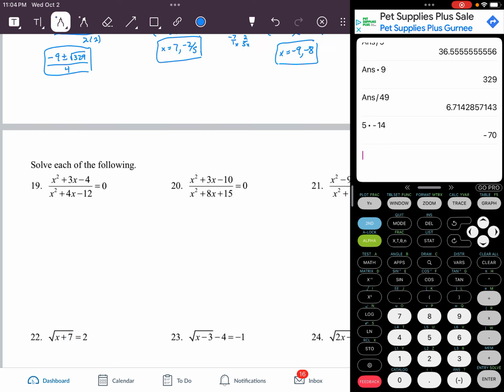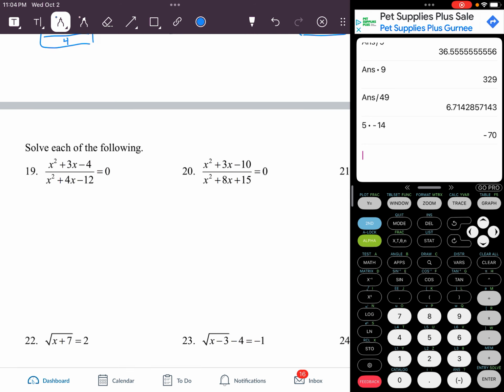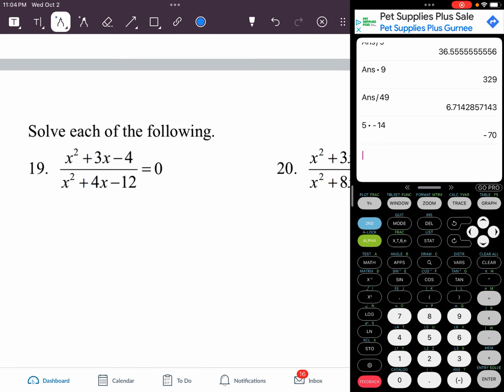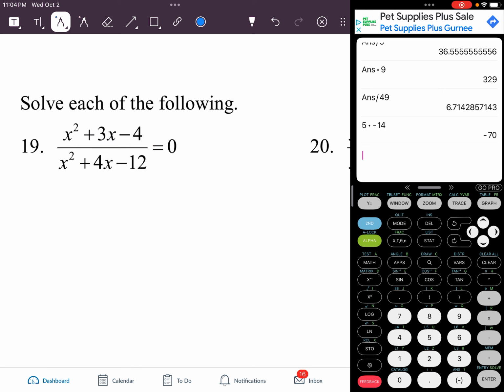All right, on to some of the other different types of equations. First, we have fractionals. So in these, again, you want to factor the numerator and the denominator, the bottom and the top of the equation. So we have 2 numbers that multiply to be negative 4 and add up to be positive 3, which would be positive 4 and negative 1. On the bottom, 2 numbers that multiply to be negative 12 but add up to be positive 4 would be positive 6, negative 2.